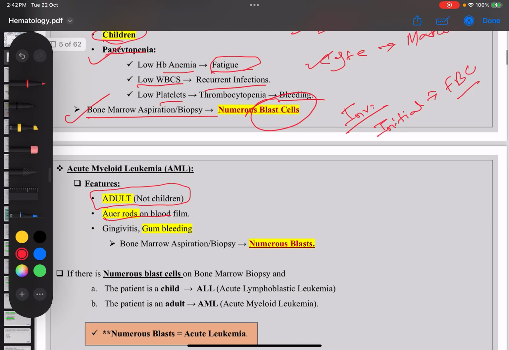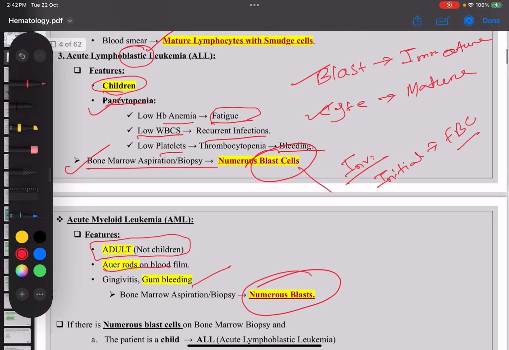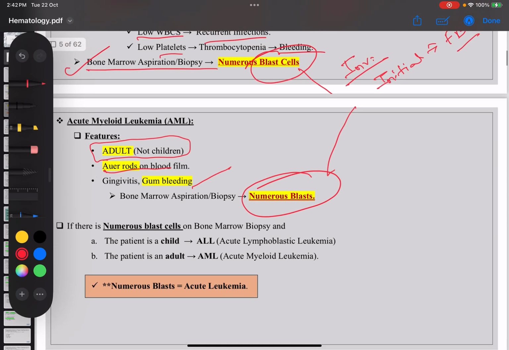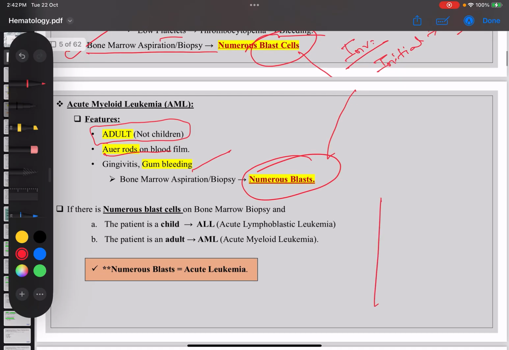And there will be anemia, and low platelets, so there will be bleeding. Okay, and whenever you do the bone marrow aspiration, you'll find numerous blast cells. So in case of AML and in case of ALL, you get numerous blast cells. So how will you differentiate? By looking at the age group. If they are child, your diagnosis will be ALL. If they are adult, your diagnosis will be AML. Okay, so I have written there. You can just take a screenshot.